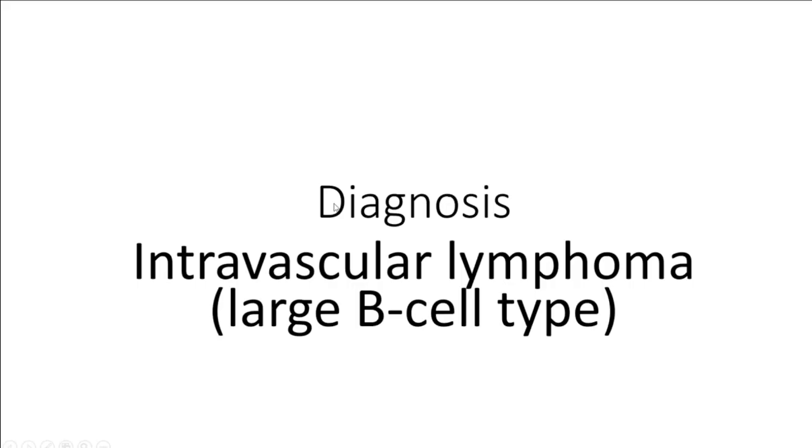So the diagnosis is intravascular lymphoma, large B cell type. It's important, even before you have the stains, if you feel very comfortable about the diagnosis or you have a very big suspicion, to really communicate this with the team so they can at least start planning on the appropriate treatment.